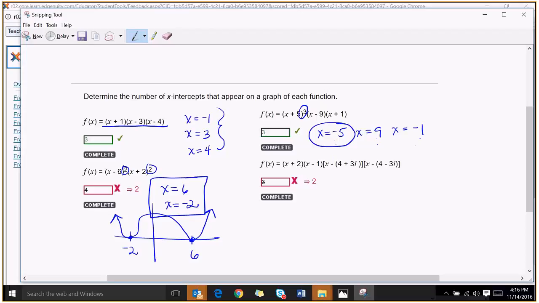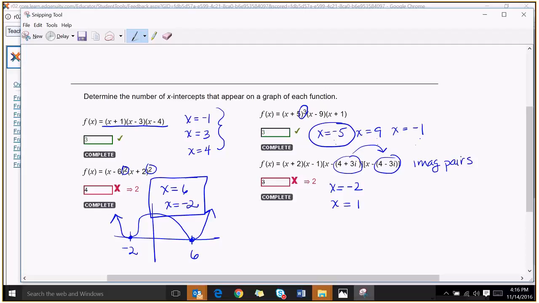Now in the last problem here, we have x equals -2, x equals +1, but over here we end up with these imaginary numbers. Do you see that? And you never have one imaginary number. If you're going to have one, you have to have the other one. They're conjugates of each other. Notice that this is 4 plus 3i and this is 4 minus 3i. So you will always have the imaginary numbers come in pairs.